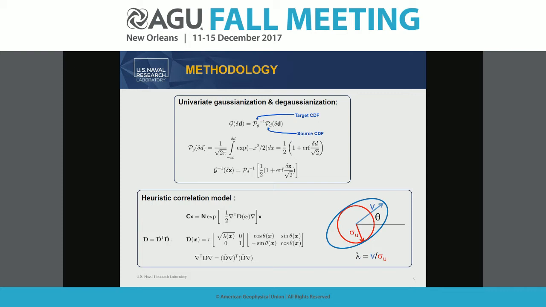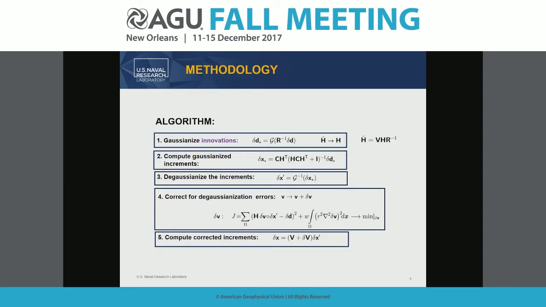an inhomogeneous and anisotropic correlation model into the system, which we model with the exponent of the diffusion operator, and the diffusion tensor field, which is D here, was modeled in a way that the major axis of the diffusion tensor was aligned along the velocity field, and basically what we modeled was the square root of the diffusion tensor. So basically the entire algorithm was made in four major steps.